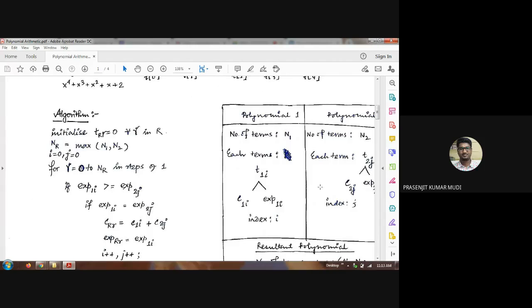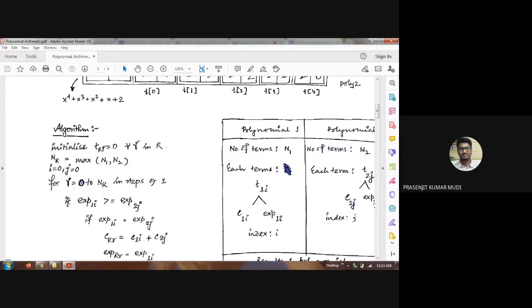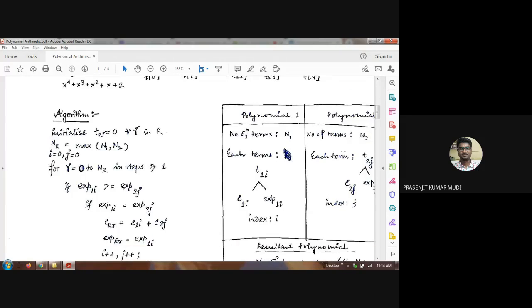It's a little bit clipped, but I will dictate. So polynomial 1, polynomial 2. What you have to do, understand here. How many terms are in polynomial 1? Let's say n1. This is the generalized algorithm we are trying to understand. So the number of terms in polynomial 1 is n1. This is polynomial 2. The number of terms in polynomial 2 is n2, for example. You assume this.